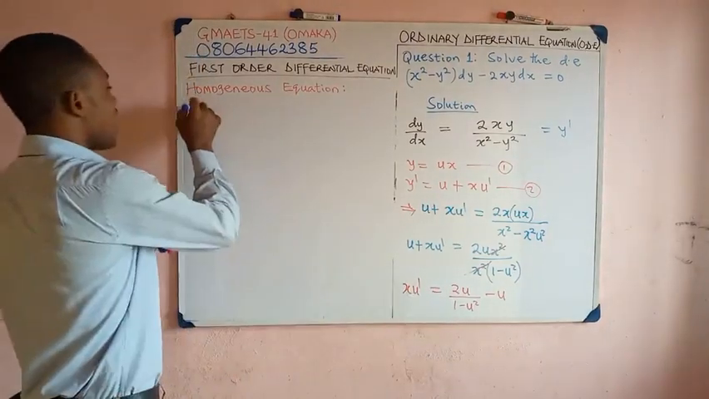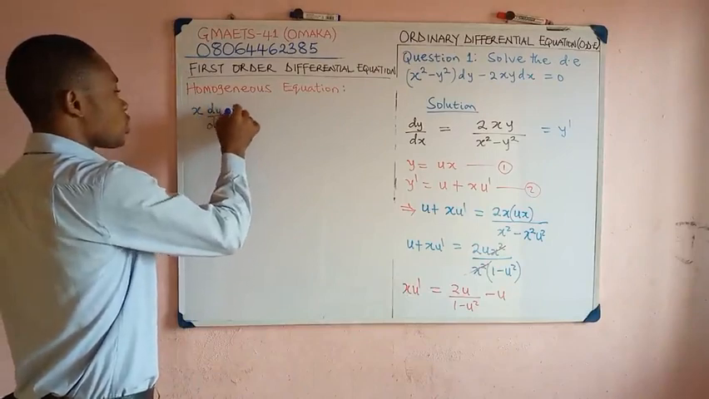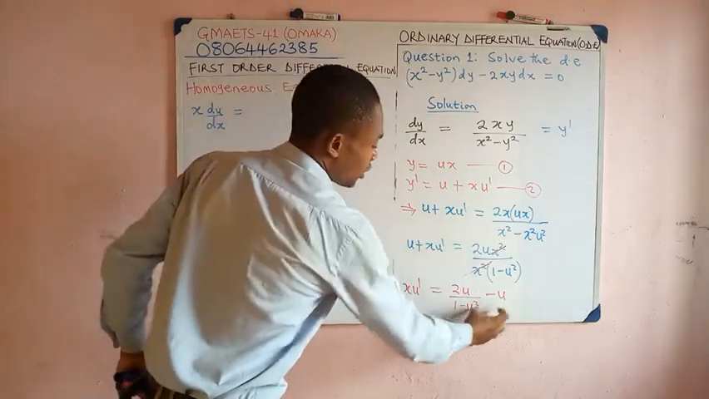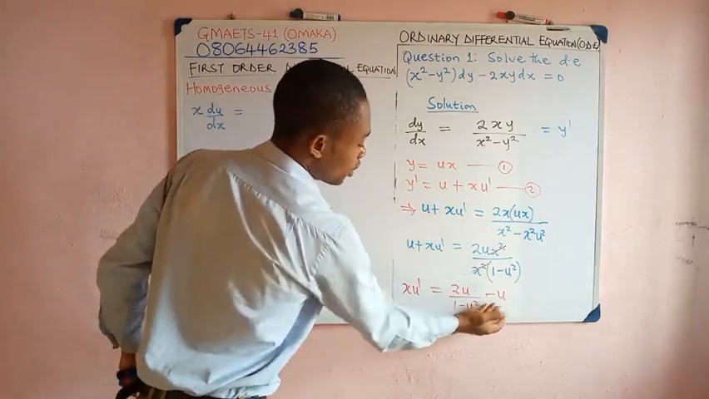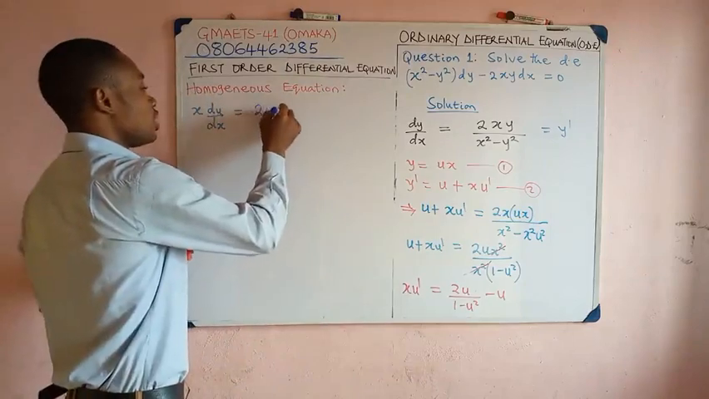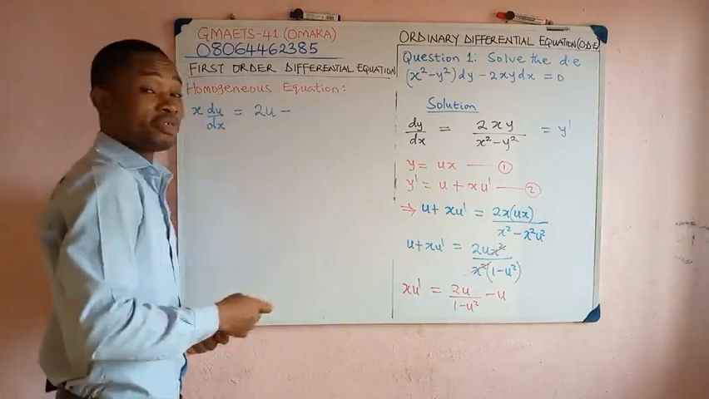Then this can be written as x times du/dx, because u prime is du/dx. How do you work out the LCM of this? This is a whole number, then this is a fraction, so it's going to be 2u the numerator, then minus denominator times this whole number. We've done that before, right?